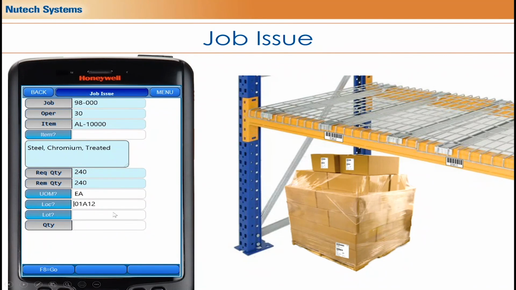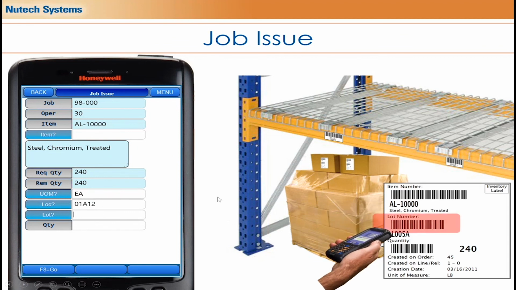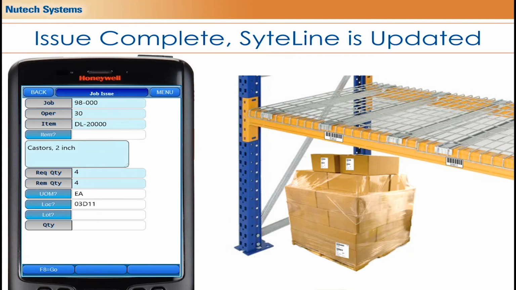Now we're going to go over to this location 01812, and this is where we can scan just to validate we're operating in the correct location. We're also going to scan to verify that we are grabbing the correct item. If it is lot controlled, we're going to scan the lot number. But if it is not lot controlled, that would just be a skipped step. And then lastly, we're going to scan or type in the item quantity that we are taking from that location. From there, the job issue is officially complete.